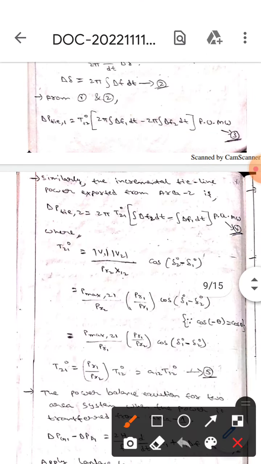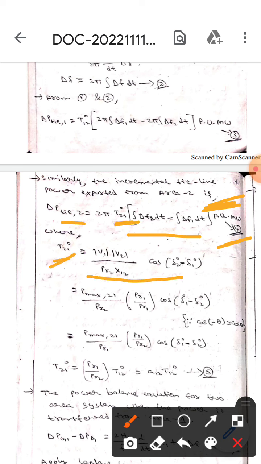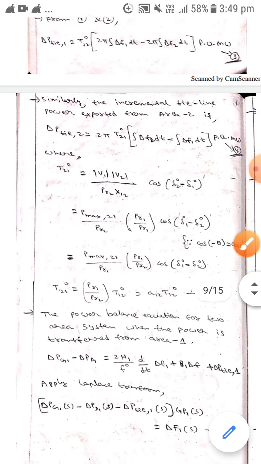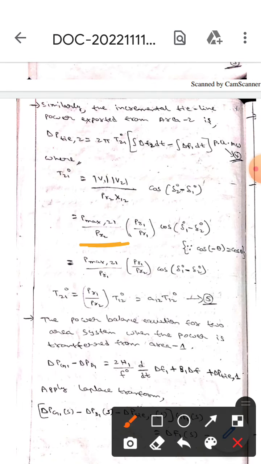Similarly, the incremental tie line power exported for area 2 is delta P_tie,2 equals this one, let it be equation 4, whereas T21 is modulus of V1 into modulus of V2 by Pr2 into X12 into cos(delta2_0 minus delta1_0). Here it will become P_max,21 by Pr2 into Pr1 by Pr1 into cos(delta1_0 minus delta2_0). Here cos of minus theta equals cos theta, so we can write like this.